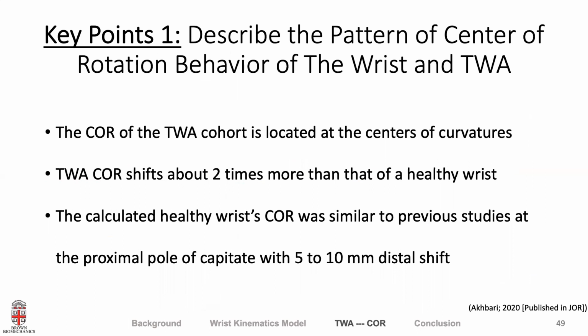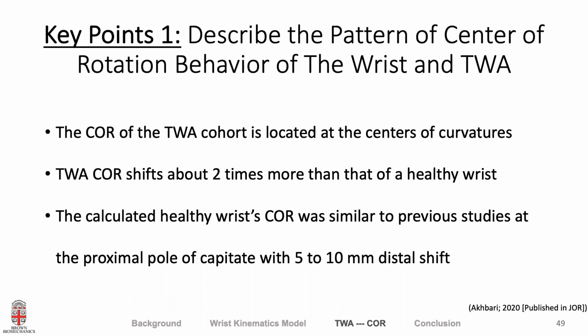But we saw that this shift of center of rotation is about 2.5 times more than a healthy wrist during functional tasks. This behavior of the center of rotation movement shows the discrepancy between the healthy and TWA kinematics, and the relatively high complication rates of the current TWA designs that we see could be associated with these abnormal forces that probably arise because of the mismatch reported between the replaced and healthy wrists' behavior in this study.